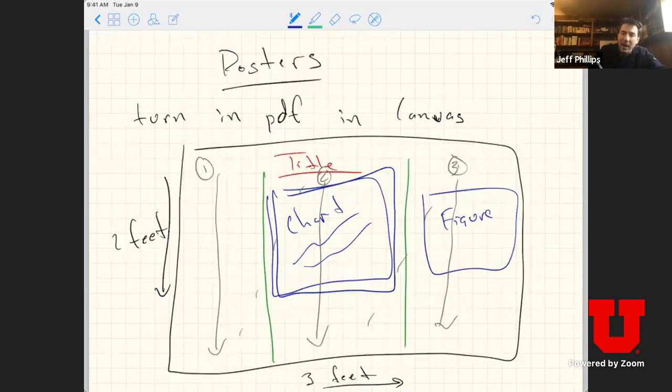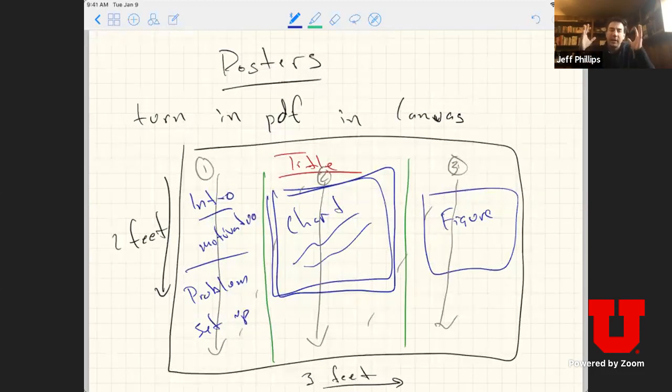And so the way I like to do it is to have an intro here, a problem setup here. Maybe this is talking about your data, and there's some motivation going on in this column. And then in the second column, you have, boom, something cool and exciting that's happened. And then you're explaining what's going on.